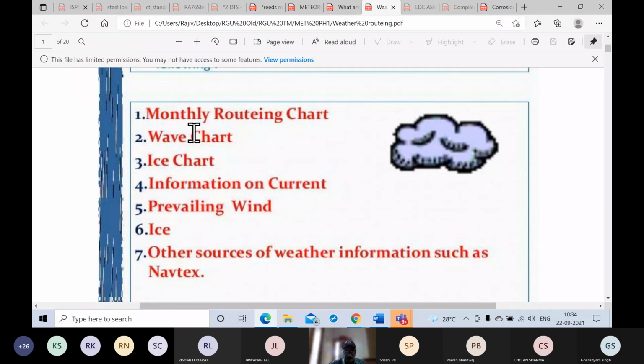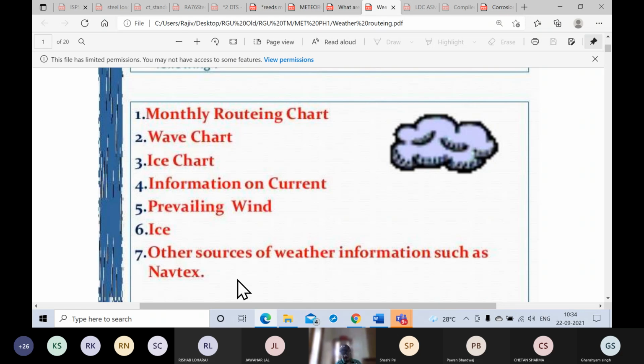You can use these for weather routing: monthly routing charts, wave charts, ice charts, information on currents, prevailing winds, ice, and other sources such as NAVTEX. These are available. These can be used as examples for weather routing, or rather we can say these are aids to weather routing.